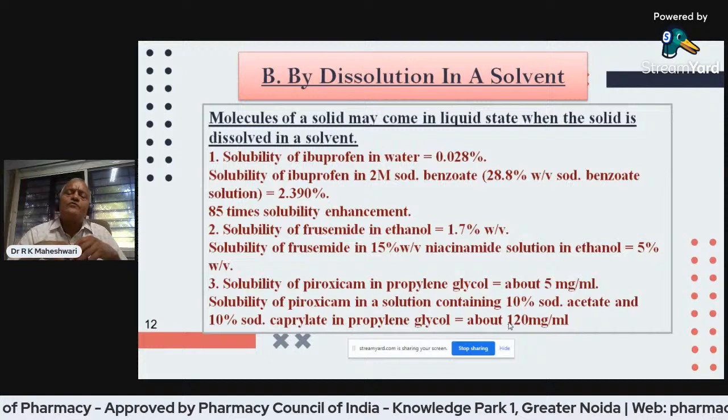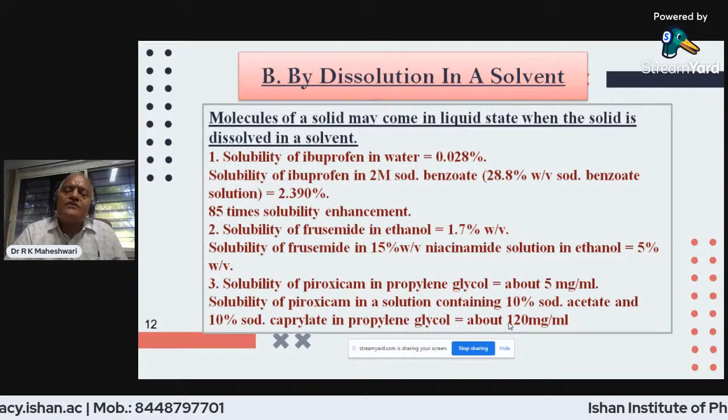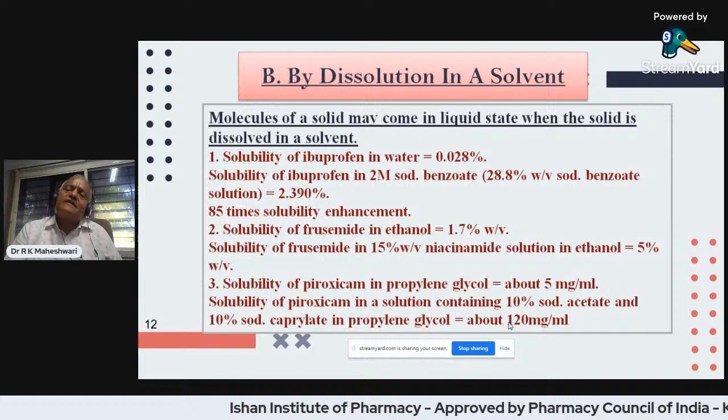Now the solubility of ibuprofen in this solution is about 2.390%. So 2.390 divided by 0.028 is nearly 85. Nearly 85-fold solubility enhancement is there. What is the reason here?